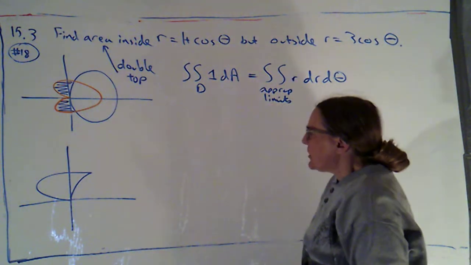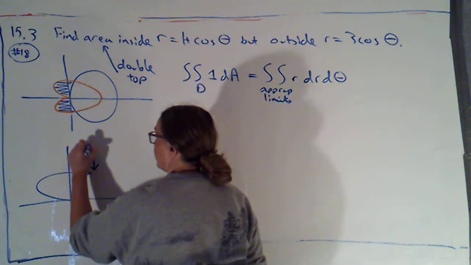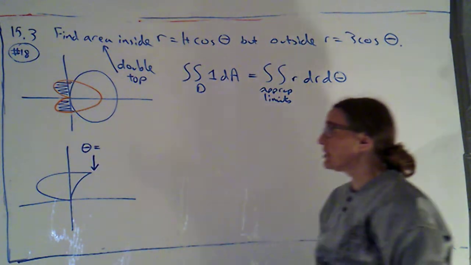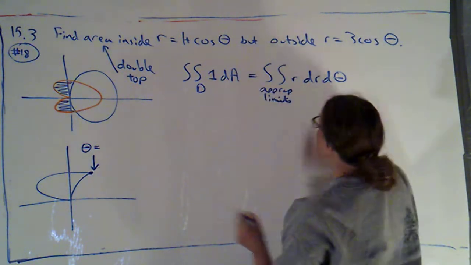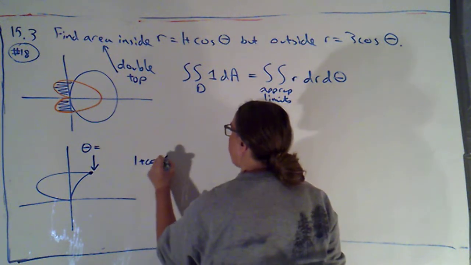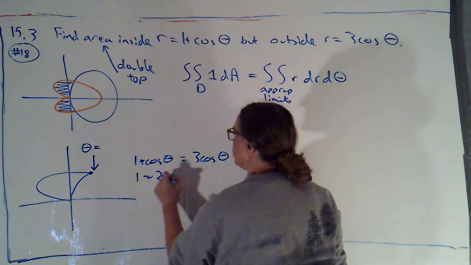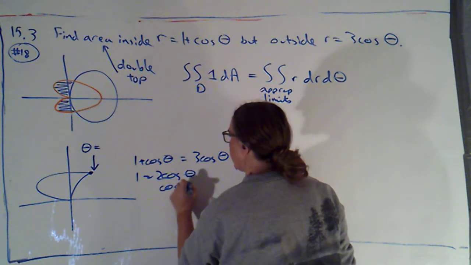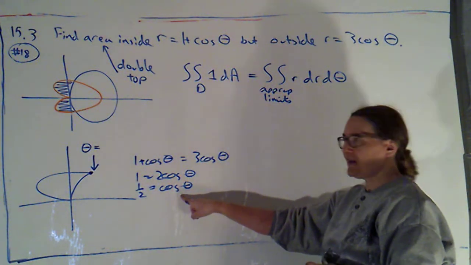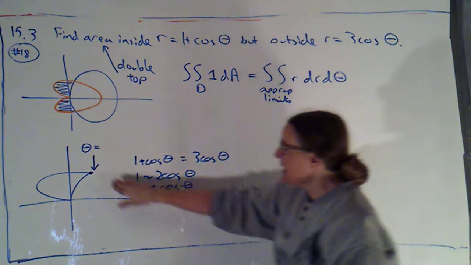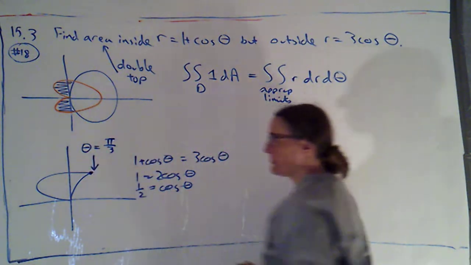Okay. So let's see if we can figure out a theta value that's going to put both curves at that particular point right there. That's going to be when the two curves are equal. So 1 plus cosine theta would have to equal 3 cosine theta. So 1 would equal 2 cosine theta. Cosine of theta would equal 1 half. I'm going to pick the simplest example that I can of an angle that makes that true and that would put me in the first quadrant. So I'm going to let theta equal pi over 3.